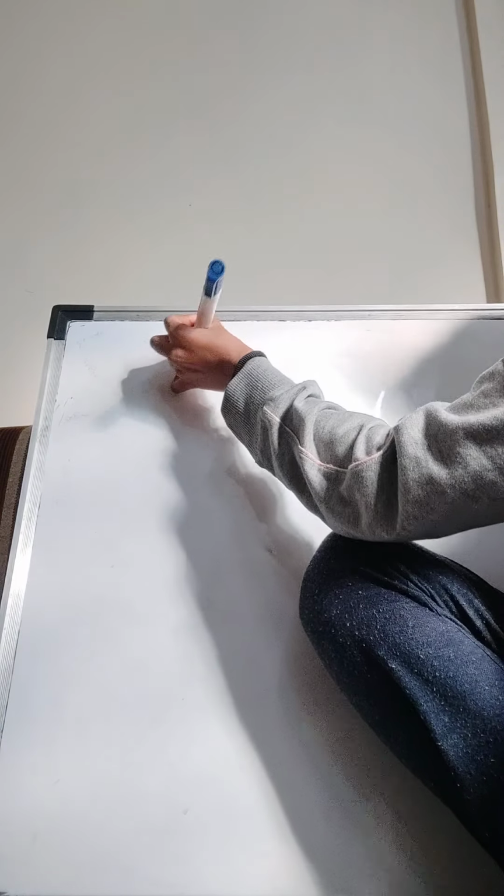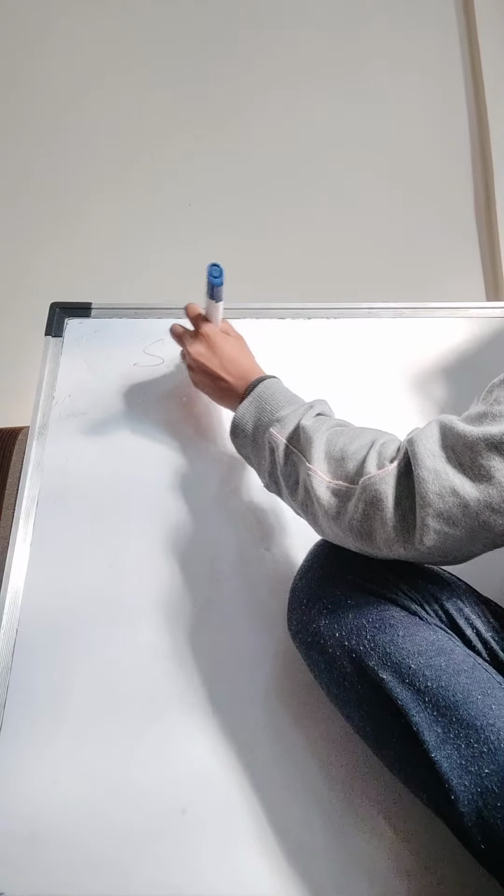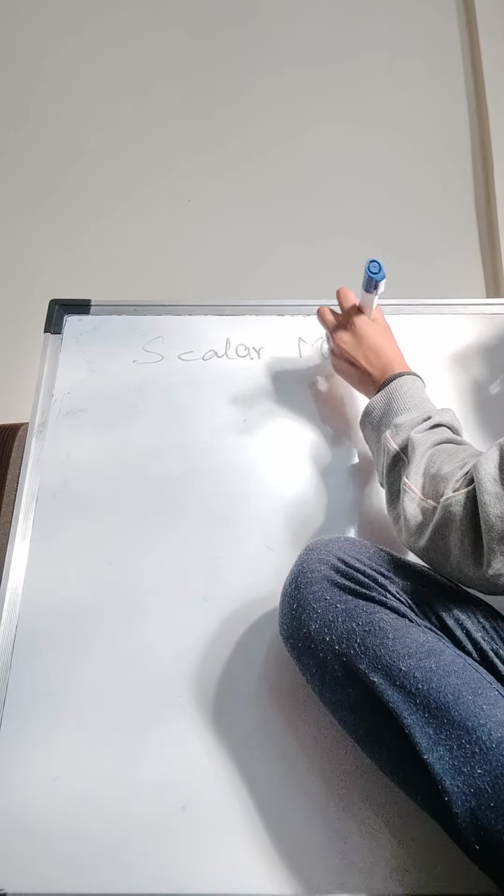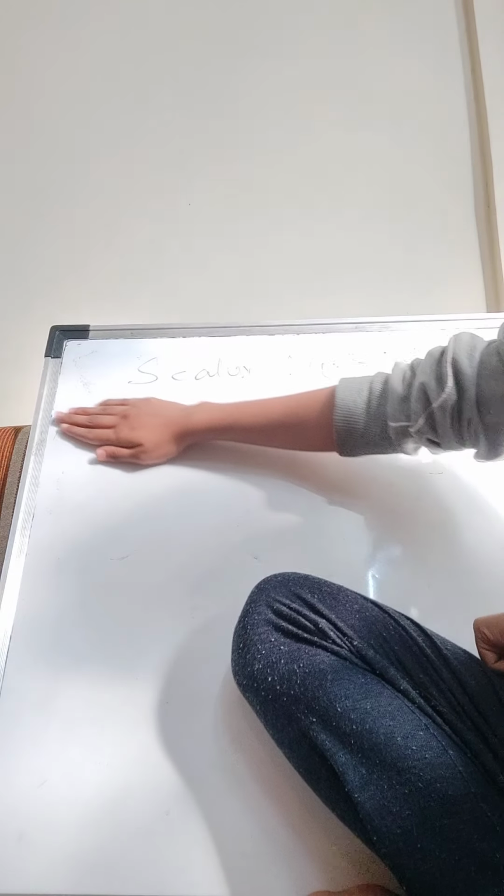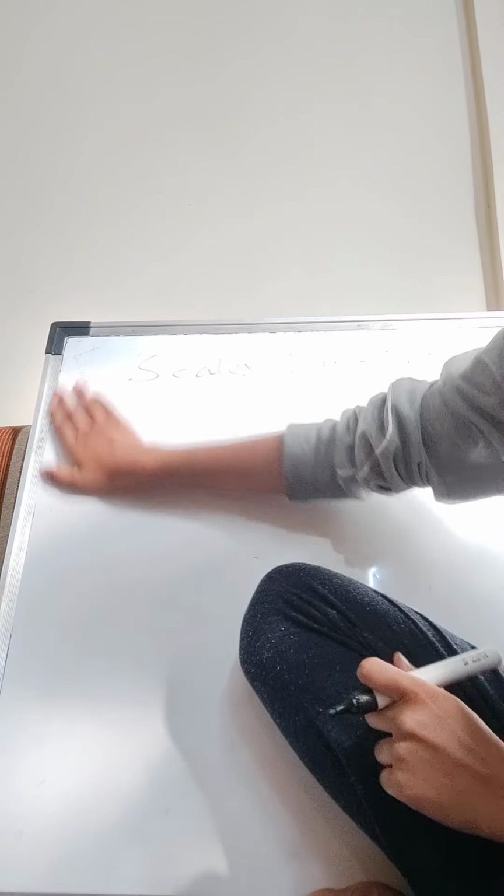Okay, now let us start with scalar multiplication. Now, how do we multiply two vectors? In scalar multiplication, you just remember two things. This is not visible, right? Just a second. So, in scalar multiplication, you remember two things.